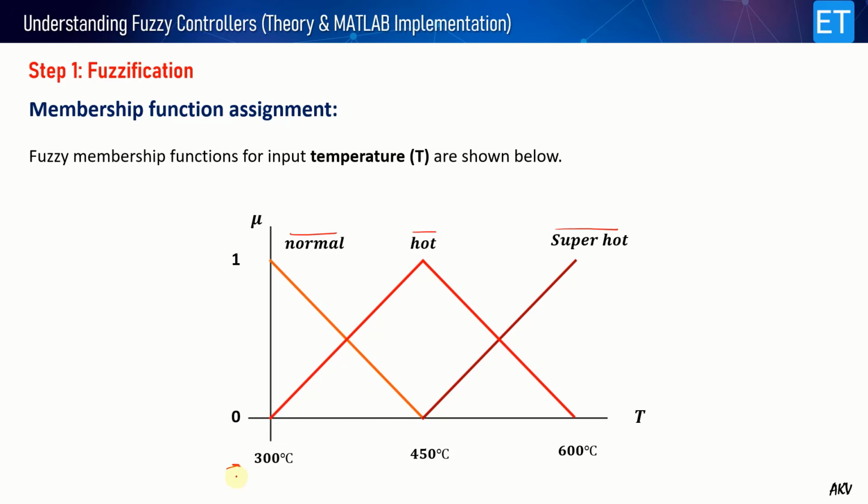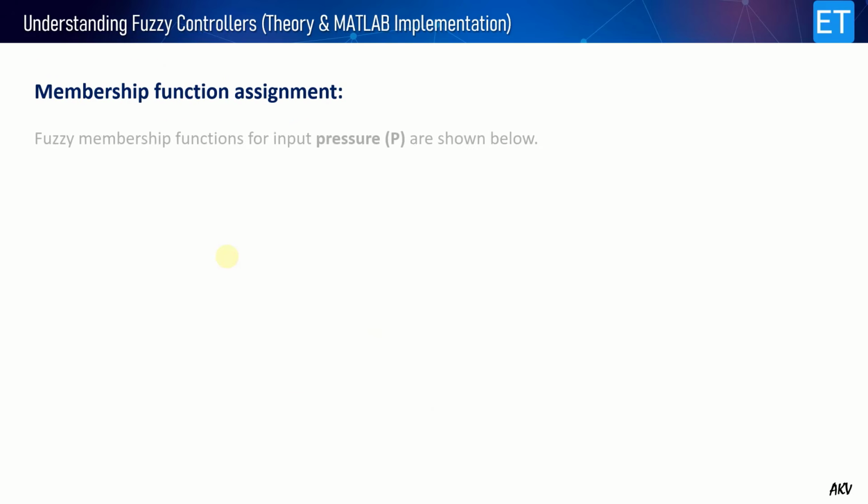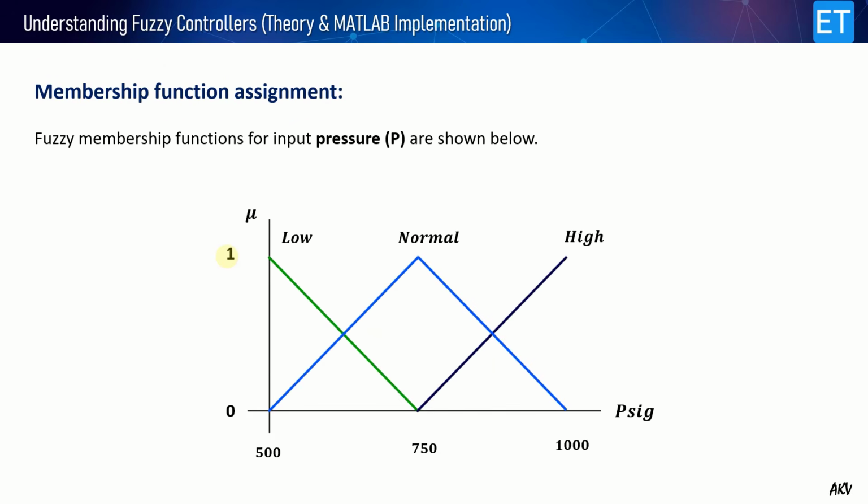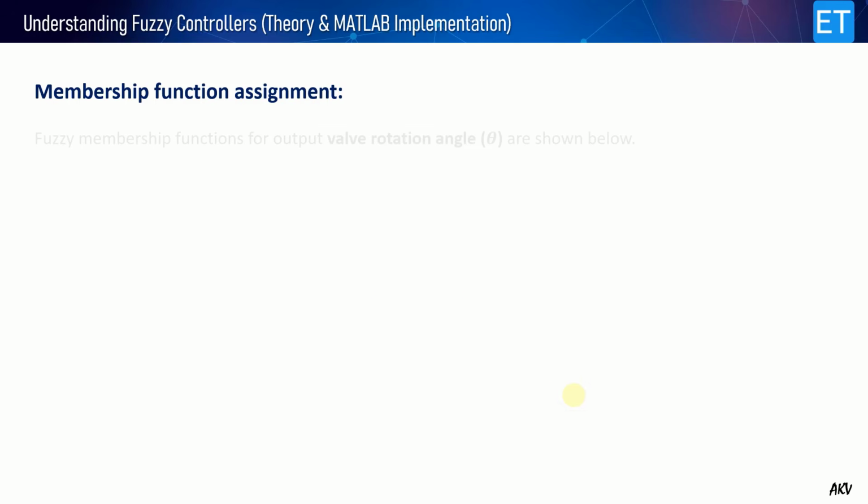So this is our input range from 300 to 600 degrees Celsius, right? And the output is always from 0 to 1. That is the degree of the membership. And similarly for pressure, we have used again three membership functions for low, normal, and high for the range 500 to 1000 psig. Okay, and now let's talk about the output, valve rotation angle theta.